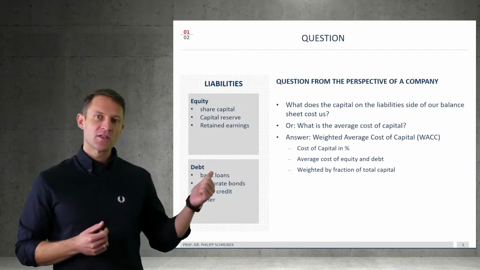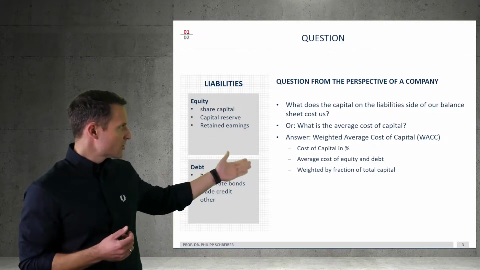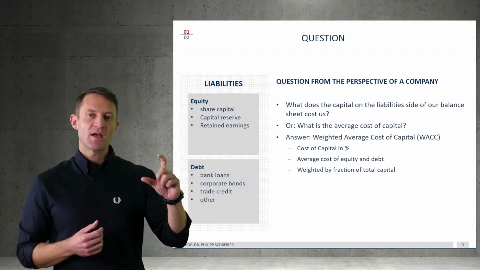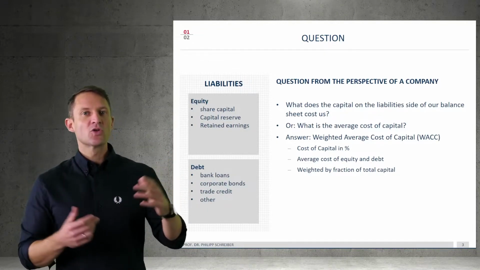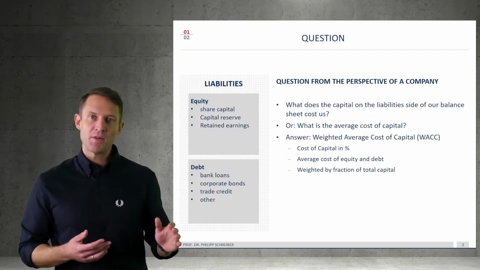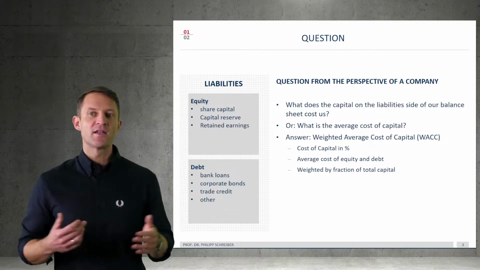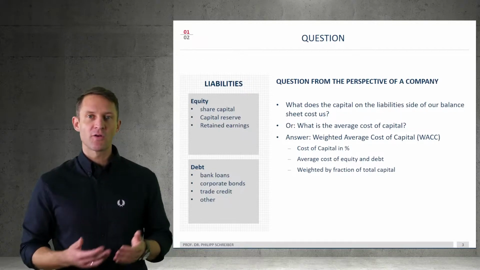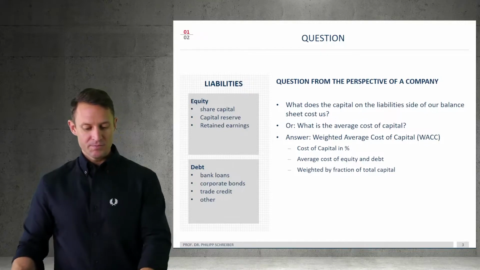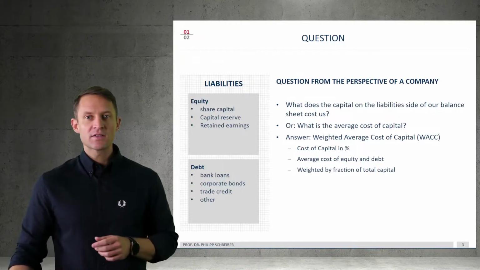And here in this chart, I drew the equity and the debt boxes equally large. But it could be that you have more debt or more equity, and therefore it's not a simple average we have to calculate, but a weighted average, weighted by the fraction of debt and equity. That's exactly what it is, weighted average cost of capital. Now let's do it. Let's jump here to this animation, and let's check out how to do it.